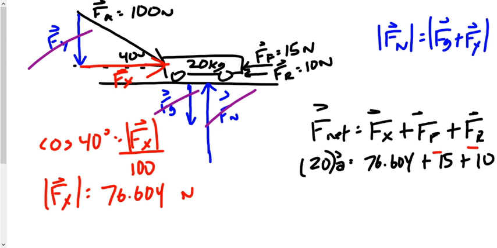So let's get the right-hand side there. We're going to say 76.604, subtract 15, subtract 10, gives me 51 on the right-hand side. Divide that by 20, and the acceleration of this lawnmower ends up being 2.58, or 2.6 meters per second squared.